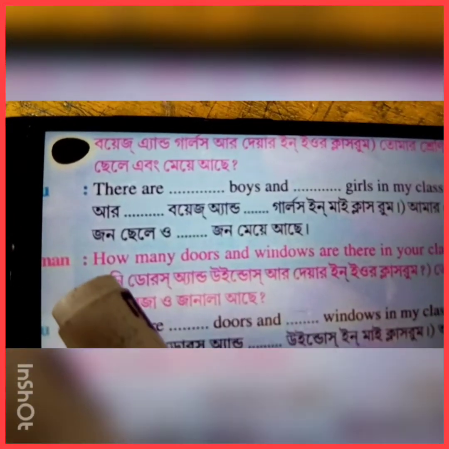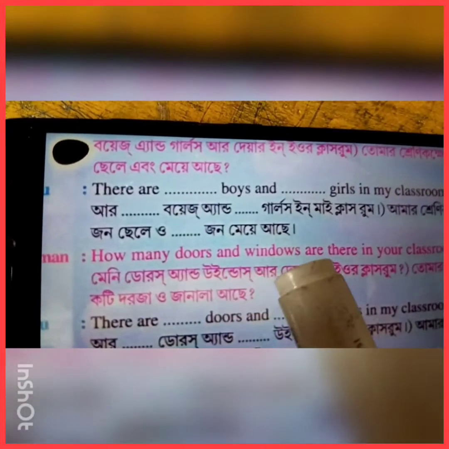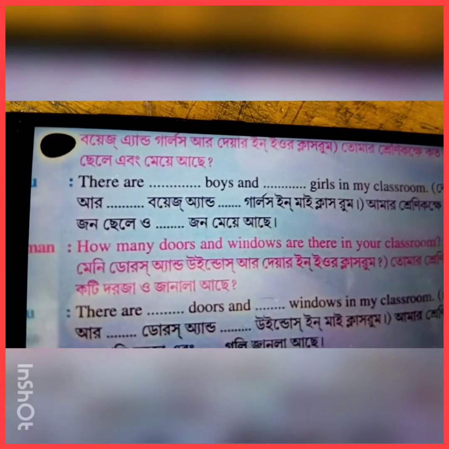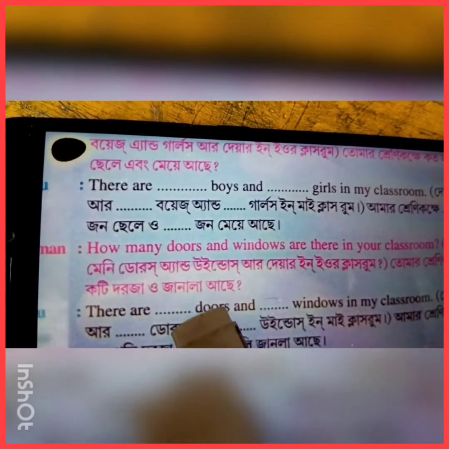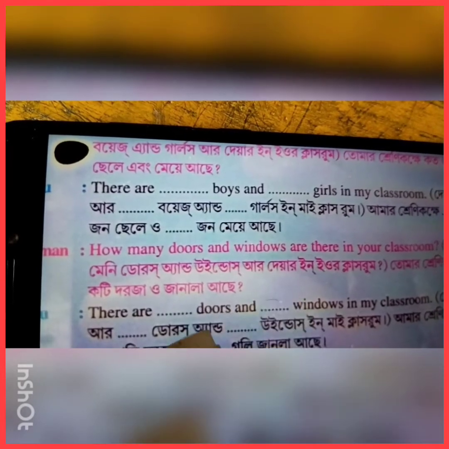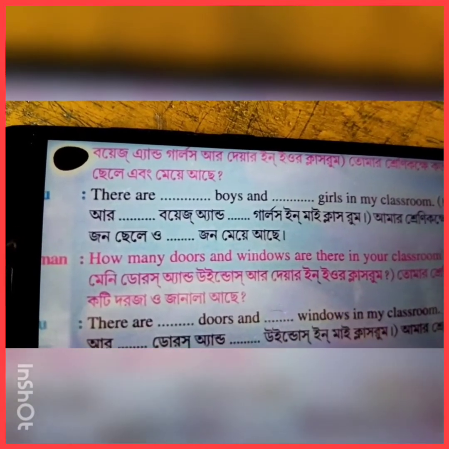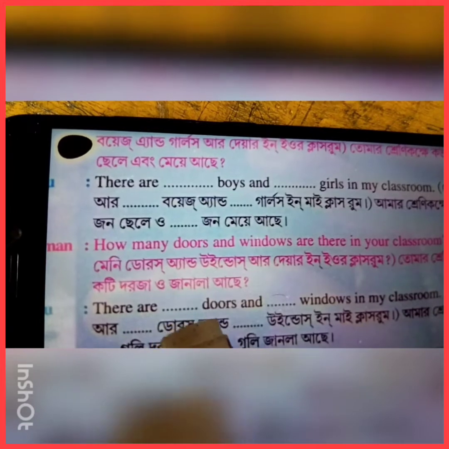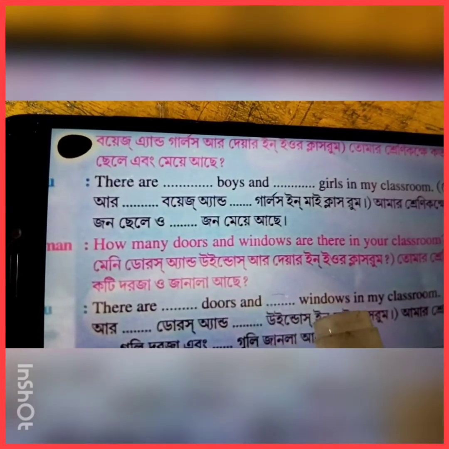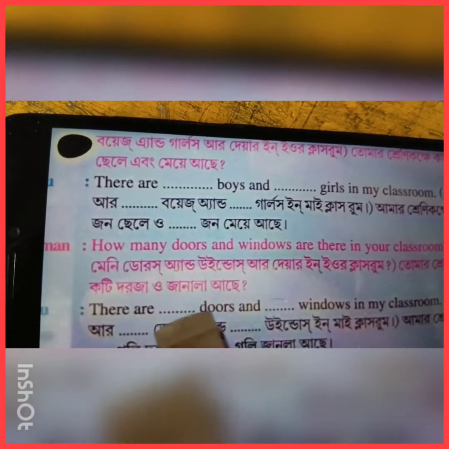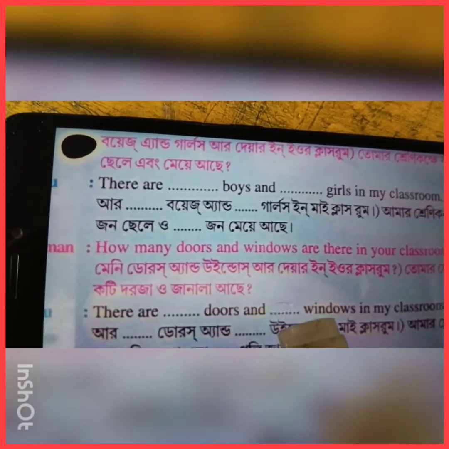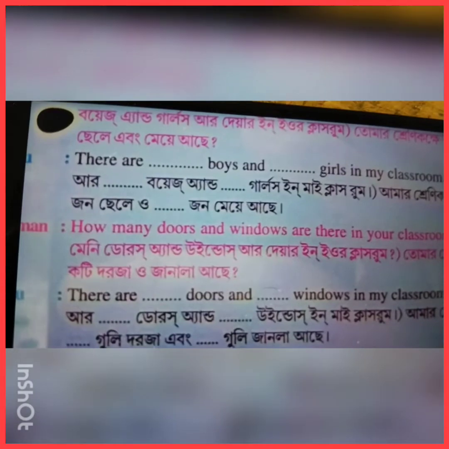Next question. How many doors and windows are there in your classroom? There are one door and there are two doors and two windows in my classroom. So you have to tell, there are two doors and two windows in my classroom. Okay.